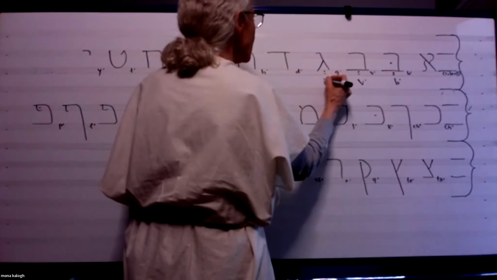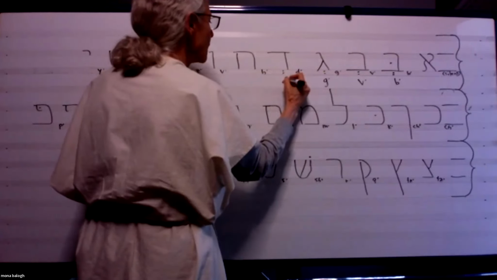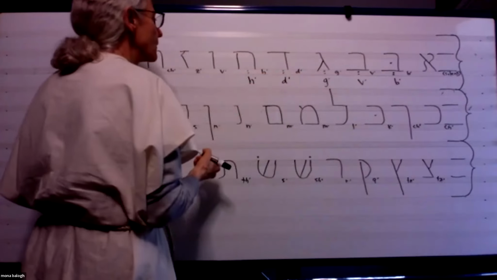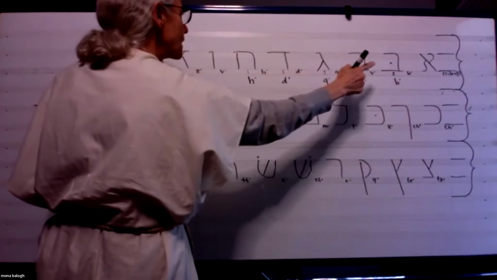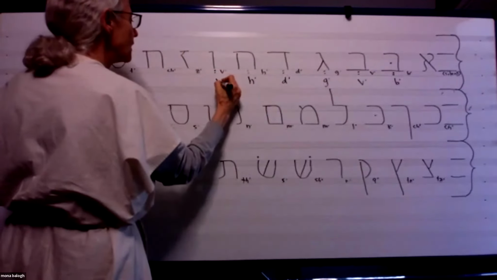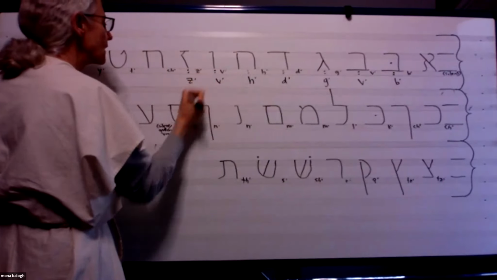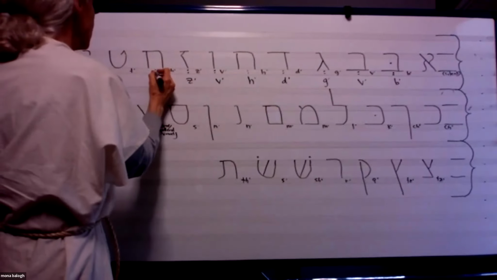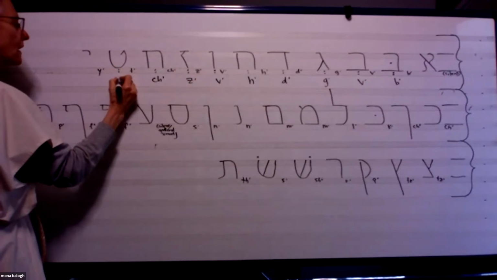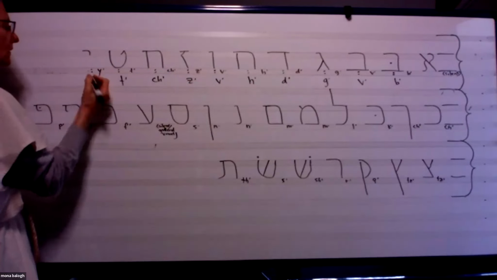Gimel, shva, g. Dalet, shva, d. Hey, shva, h. Notice it's saying the same sound that we've got up here with the shva. Vav, shva, v. Zayin, shva, z. Chet, shva, ch. Tet, shva, t. Yud, shva, y.